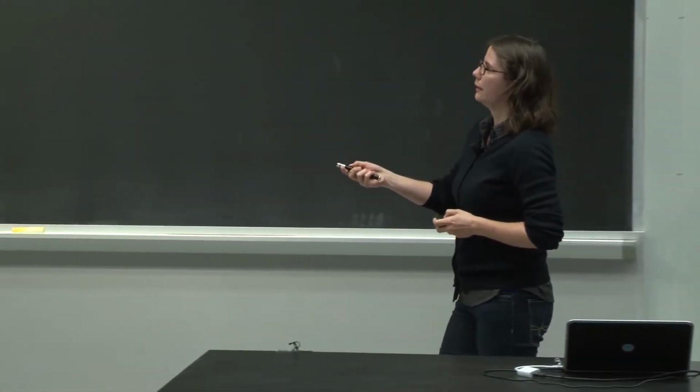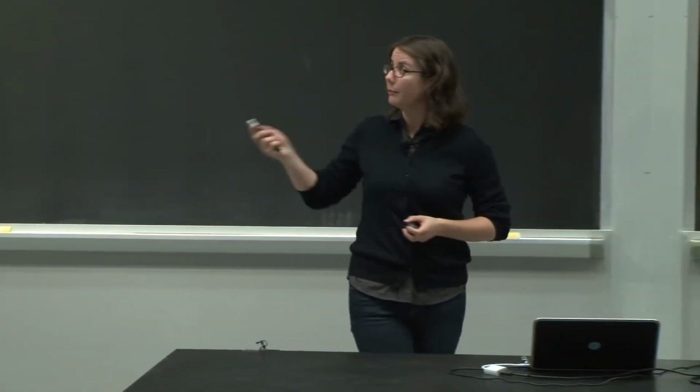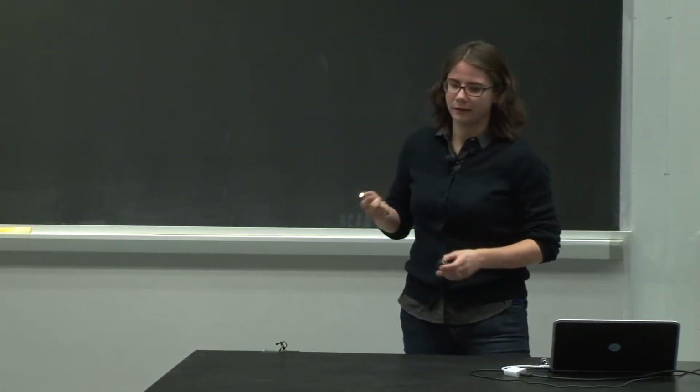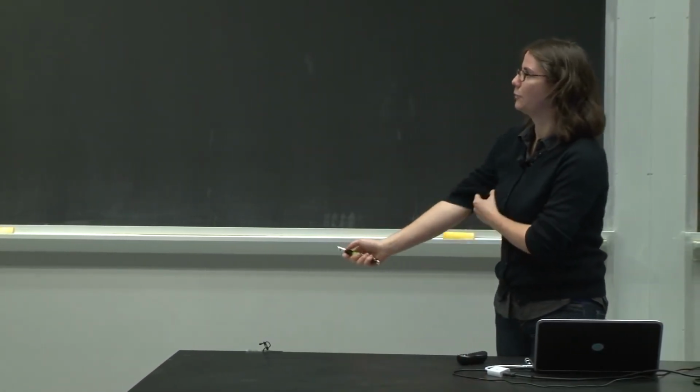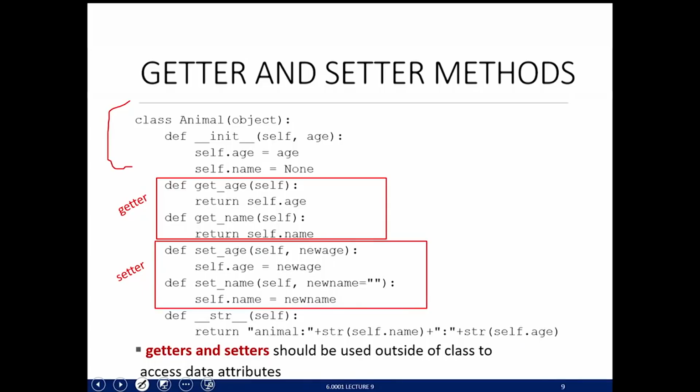So the big point of this slide is that you should be using getters and setters. You should be implementing getters and setters for your classes. And we're going to see in the next couple of slides why exactly. But basically, they're going to prevent bugs from coming into play later on if someone decides to change the implementation.